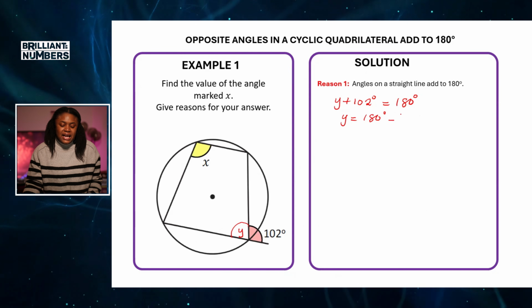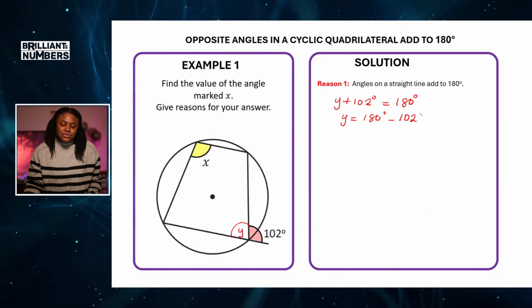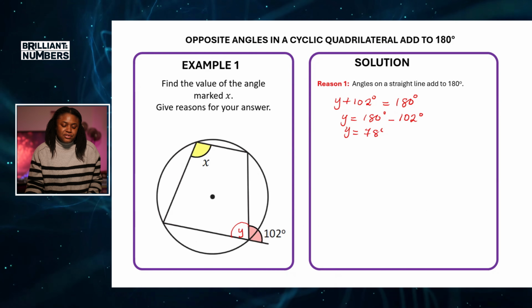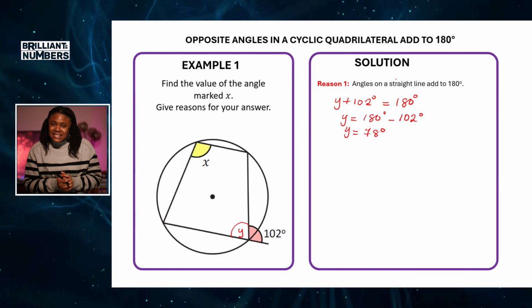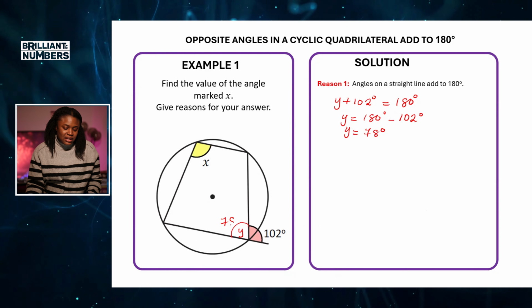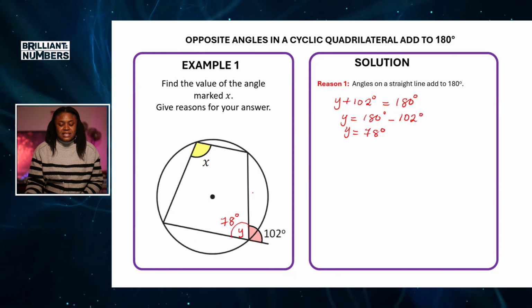So it's 180 minus 102 degrees, and the answer for that is 78 degrees. I'm going to put that on my diagram so I can see my gaps closing in. So 78 degrees. I rely then on the theorem that I've just learned for the second part of my question. And let's see if you're able to think that through.